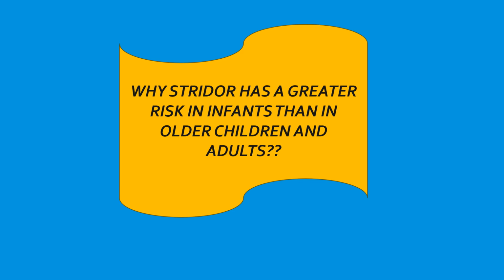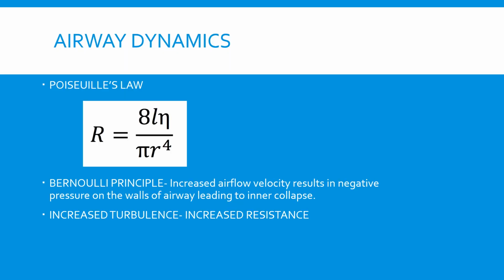Anybody can develop stridor, but why does stridor carry a greater risk in infants than in older children and adults? In infants, the airway is small, so even a minimal amount of mucosal swelling can result in a greater degree of obstruction and can result in stridor. Stridor develops when there is an increased resistance in the airway.